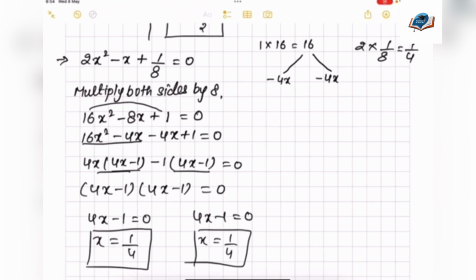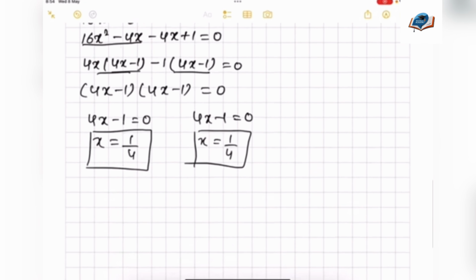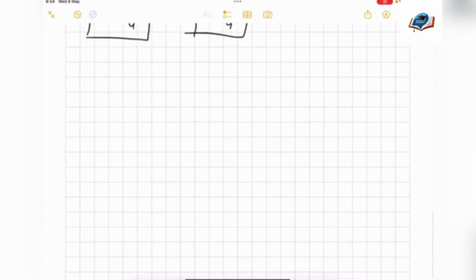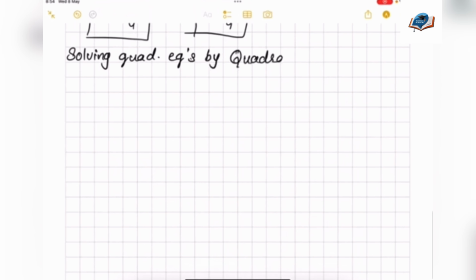Now one more topic there, it is solution or solving quadratic equations by quadratic formula. So here I am not going to split the middle term. I am given ax square plus bx plus c equal to 0.